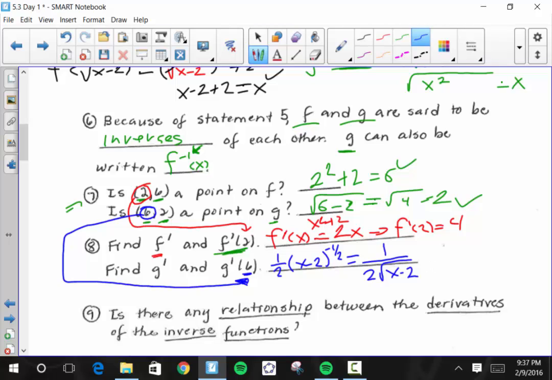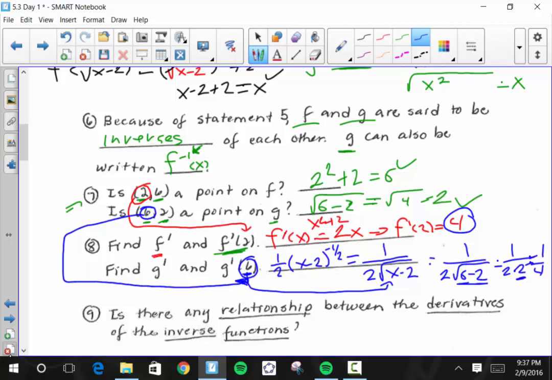And now we're going to find g prime of 6. So we'll just plug this 6 in for that x right there. So I got 1 over 2 square root of 6 minus 2, which is equal to 1 over 2 times 2, which is 1 over 4. I kind of skipped some steps in here, but notice that 6 minus 2 is 4. The square root of 4 is 2. That's where that 2 came from right there. Okay, so we got 1/4 for that one. For the last one, we got a 4, and then this one gave us 1/4.